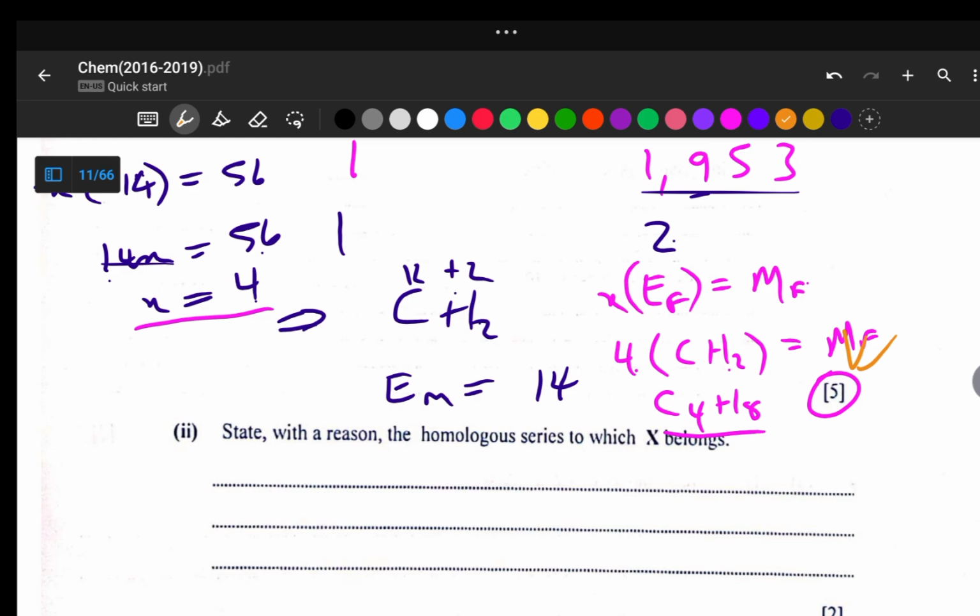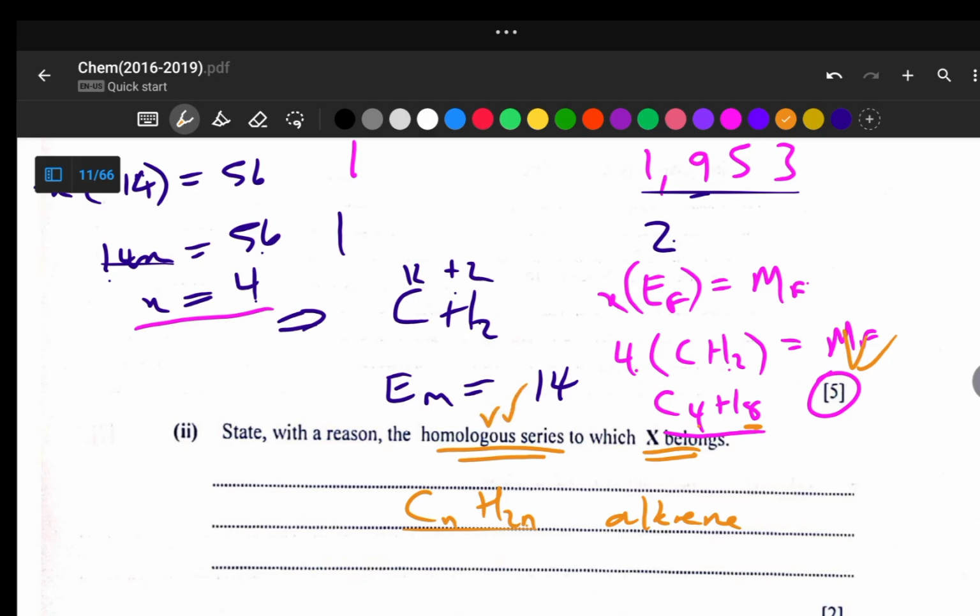So the question says, state with the reason the homologous series to which X belongs. So we can deduce the homologous series by simply applying the general formula. So the general formula here is CnH2n, right? As you can see, n is 4 and then 2n is 8. So this is CnH2n. So this one is an alkene, right? So this one belongs to the alkene homologous series.